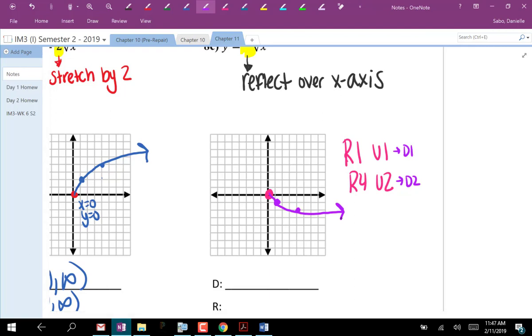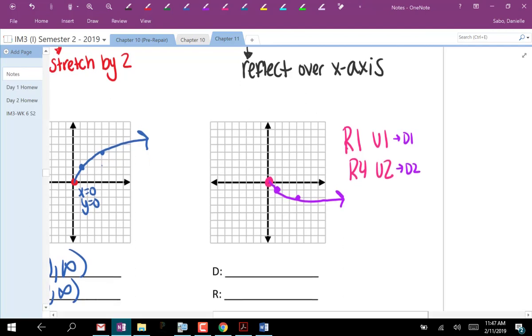Again, you're more than welcome to put that on in your calculator and get it. I'm not going to make you memorize it if you don't want to. But for the notes, I'm going to write it all out. Okay, your domain starts at 0 and it goes on forever.